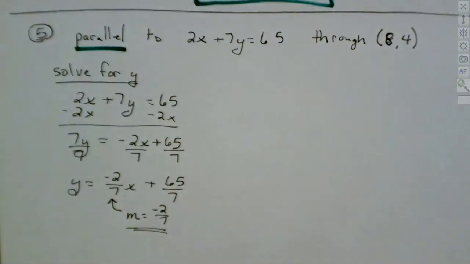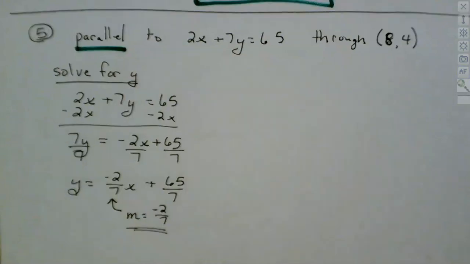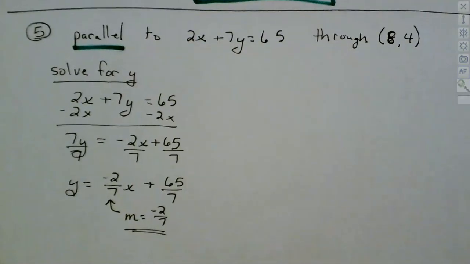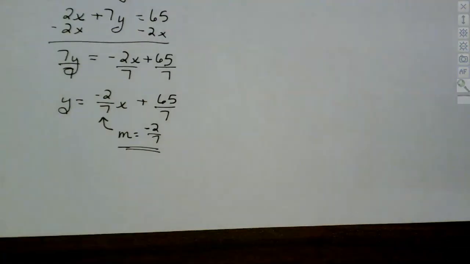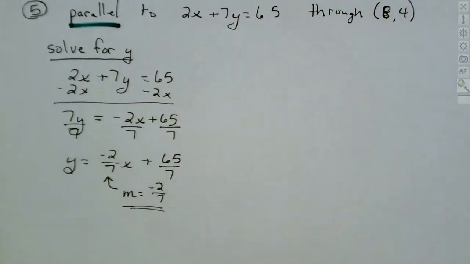Now, is that what we're going to be using? Yes. Why is it what we're going to be using? Well, it's parallel. And what does parallel mean? Parallel means we use the same slope, so we don't change it. Now, if it was perpendicular, we would be using a positive 7 over 2. But this one is parallel, so we keep the same slope. So now we have a slope that we're going to be using, and we also have that point way up here, which was 8, 4. So now we have everything that we need to use our point slope formula.